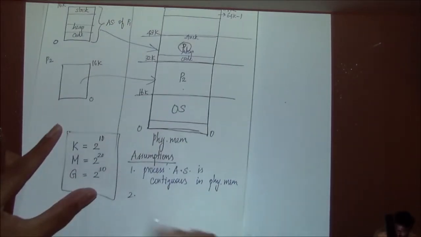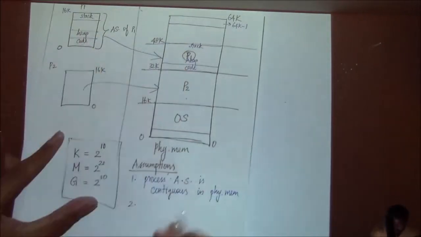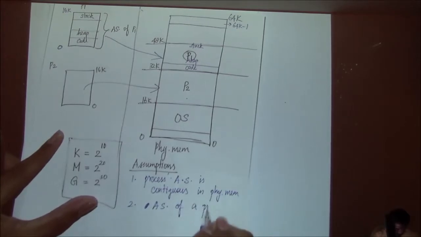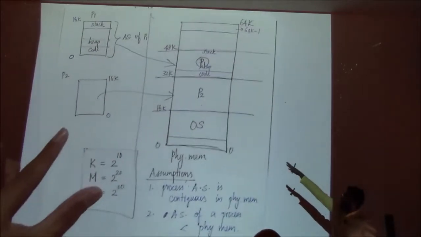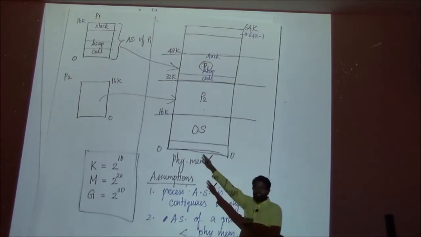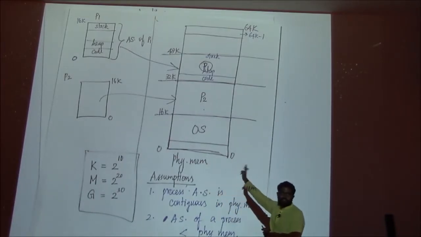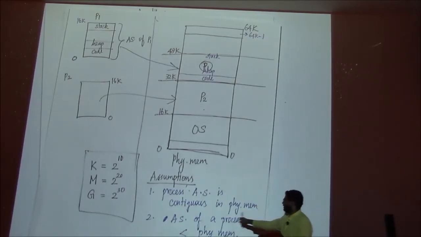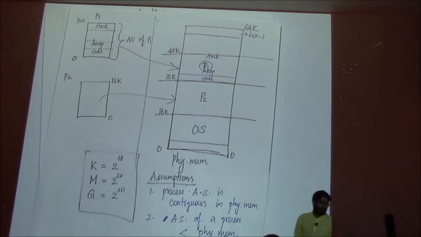And the second assumption is that the address space of a process will always be less than the physical memory. In this case, we are just assuming that the address space of a process is only 16 KB, but the physical memory is 64 KB. And so address spaces of processes are less than physical memory, but in reality, these things need not be true. We will be looking at those things in a little more time, but these are the simplistic assumptions that we are making so that we can start learning how memory virtualization really works.